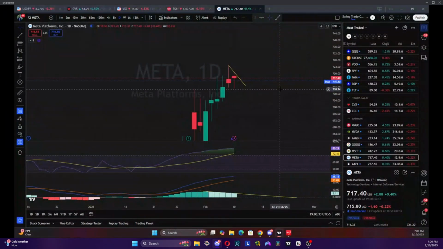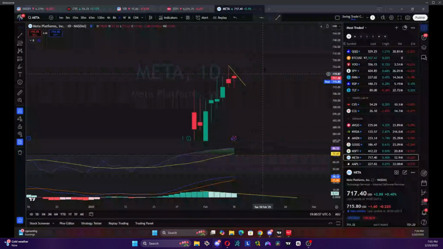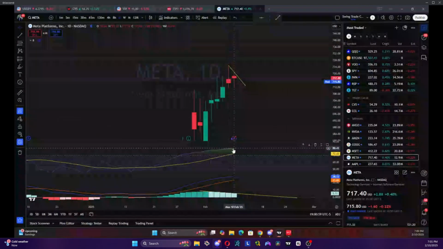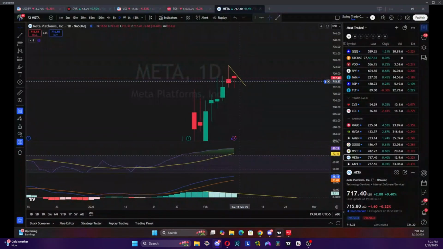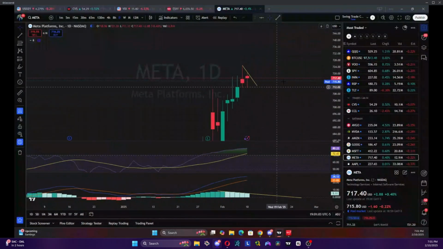Look at this wick off that 711. Even though it's a red candle, that's a strong wick off that 711. So guess what? What is Meta going to do? I don't know. I would like to see Meta come back down, touch that 711, and then bounce and make a move to the upside and see what MACD and RSI do. But Meta is its own phenomenon, so I don't know.